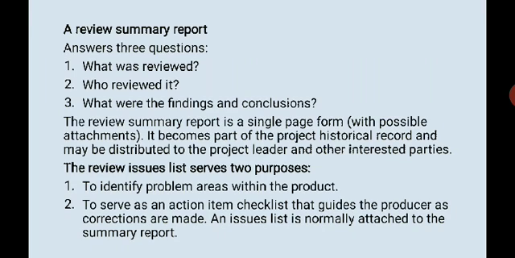The review issues list serves 2 purposes. One, to identify problem areas within the product. You identify the problem areas that have taken place in the product. And next is to serve as an action item checklist that guides the producer as corrections are made. So you are serving as an action item checklist that guides the producer as corrections are made. You already have a checklist, and the checklist acts as a guideline, right?